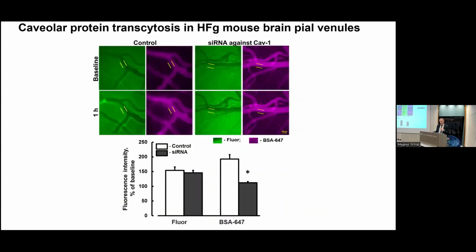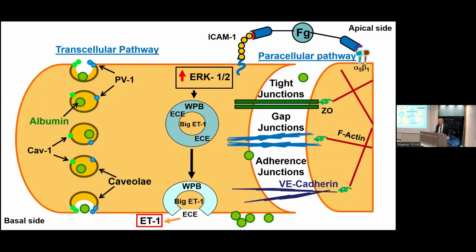Then we tested whether this effect was caveolae related, and yes, we found that it is through caveolar transcytosis, because when we used siRNA against caveolin-1, we blocked this effect, so we decreased caveolin-1. We saw this transcellular transport decreased. This is the mechanism of all this.